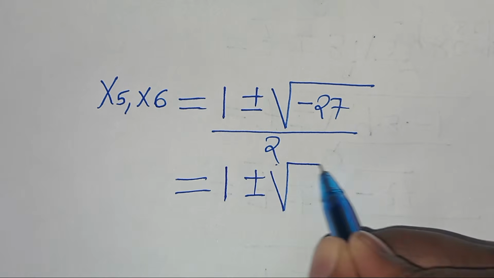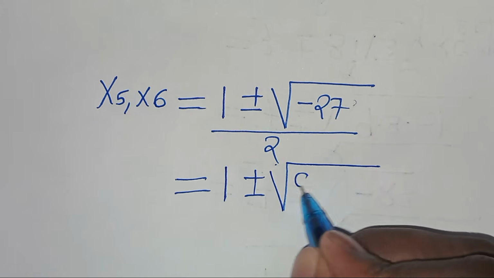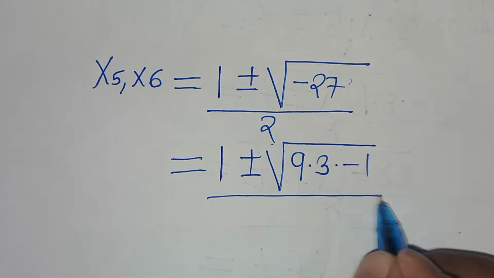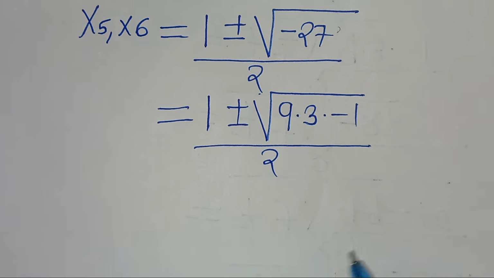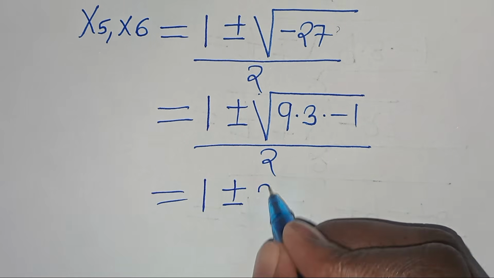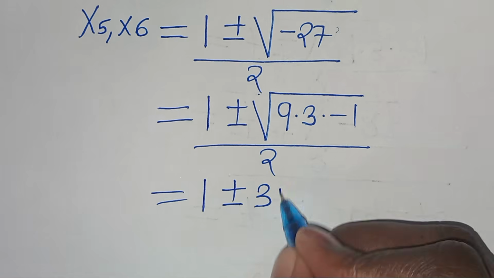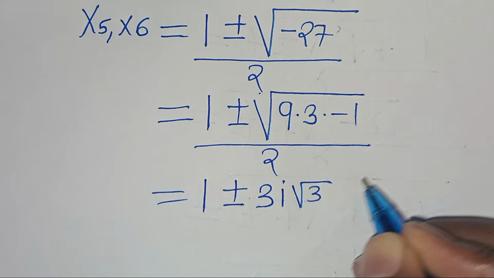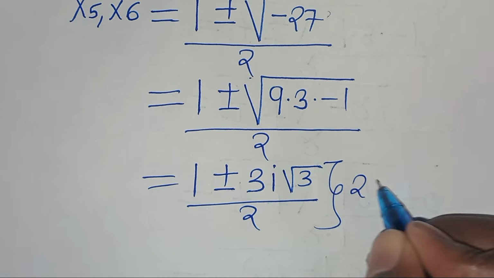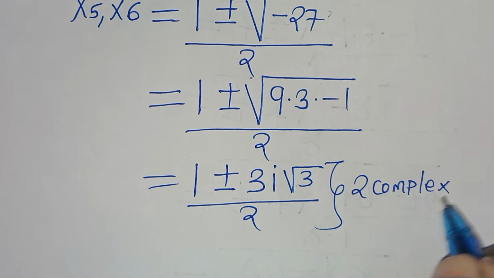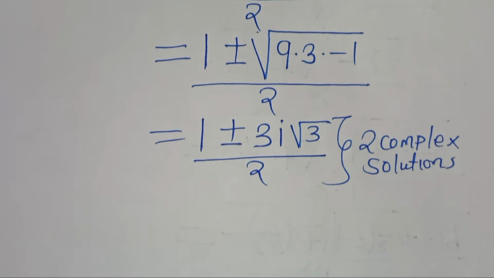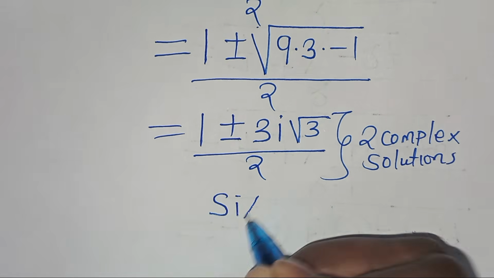We can express the square root of minus 27 as 9 multiplied by 3 multiplied by minus 1, everything here divided by 2. So this implies that we have 1 plus or minus the square root of 9, this is 3, square root of minus 1, this is i, then square root of 3 divided by 2. So these are two complex solutions under case 2. And this totals to 6 solutions.